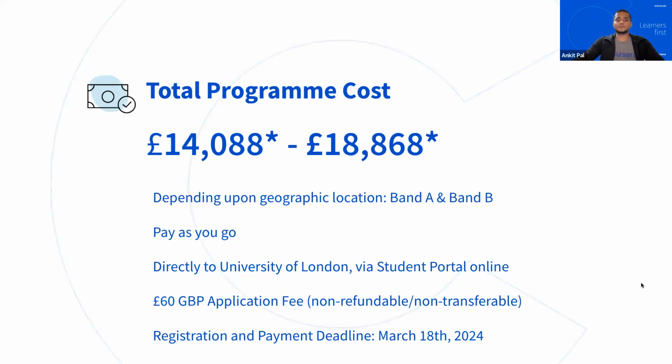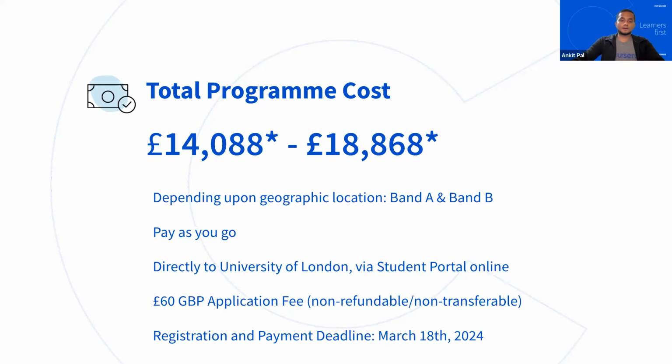The indicative totals for the bachelor's is £14,088 to £18,868, depending upon your geographical location. Please remember, this location depends upon where you're currently located and not where you belong from. So your location falls under two bands, Band A and Band B.